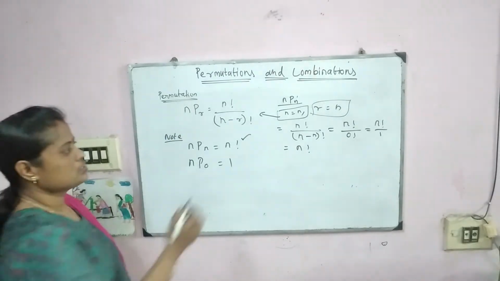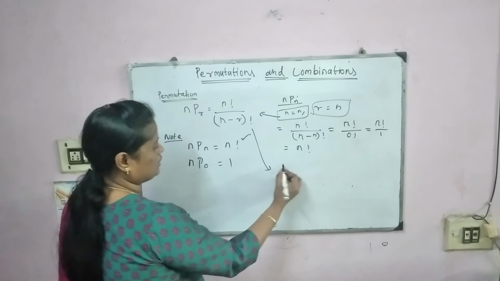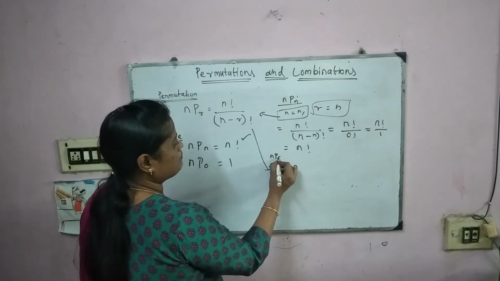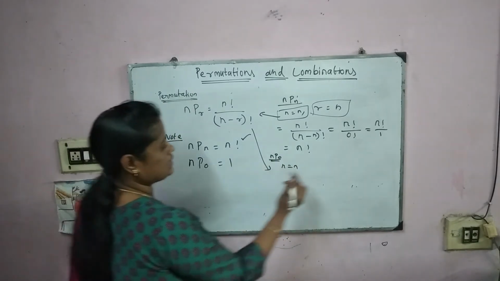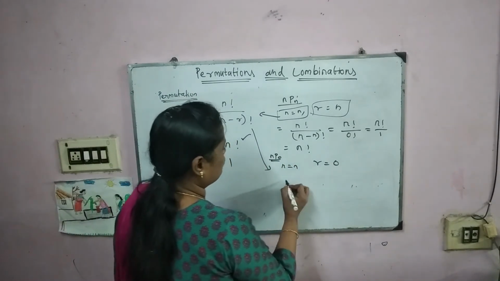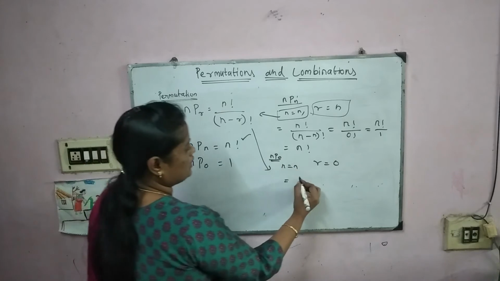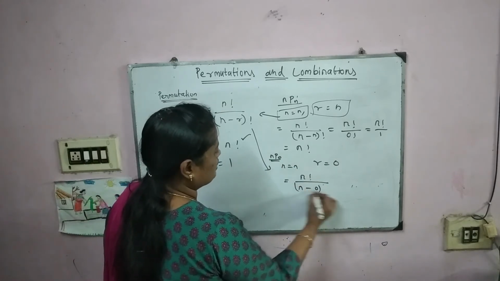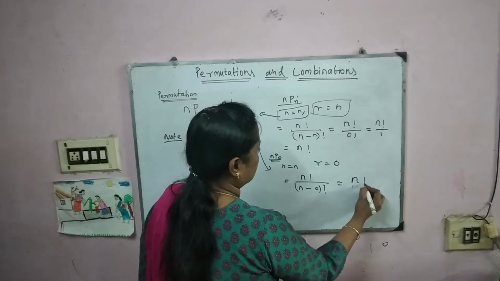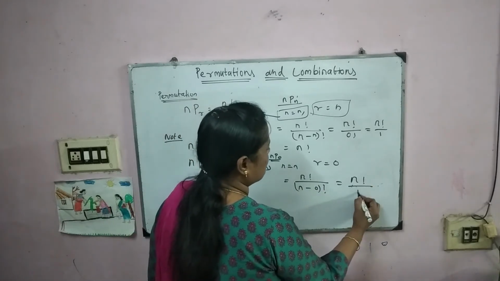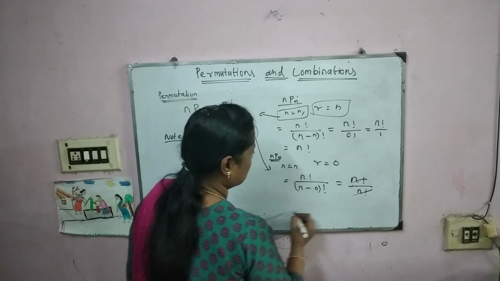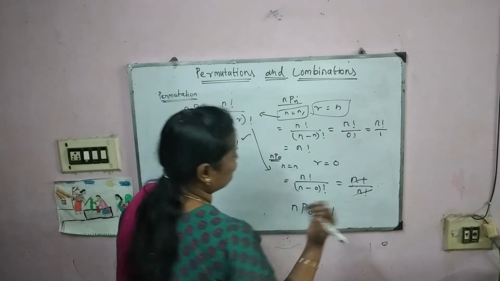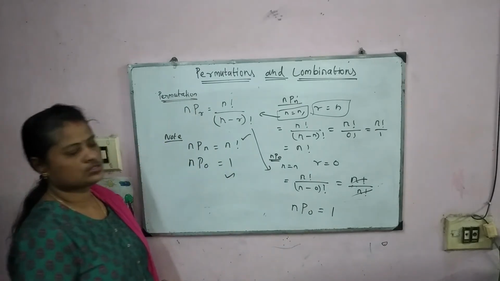nP0 is 1. The same formula I am going to consider. Here the value of n is n, and the value of r is 0. Substitute it again: n factorial divided by (n minus 0) factorial. Again n minus 0 is n, so n factorial divided by n factorial gets cancelled. So the value of nP0 is nothing but 1. So now we got this result also.